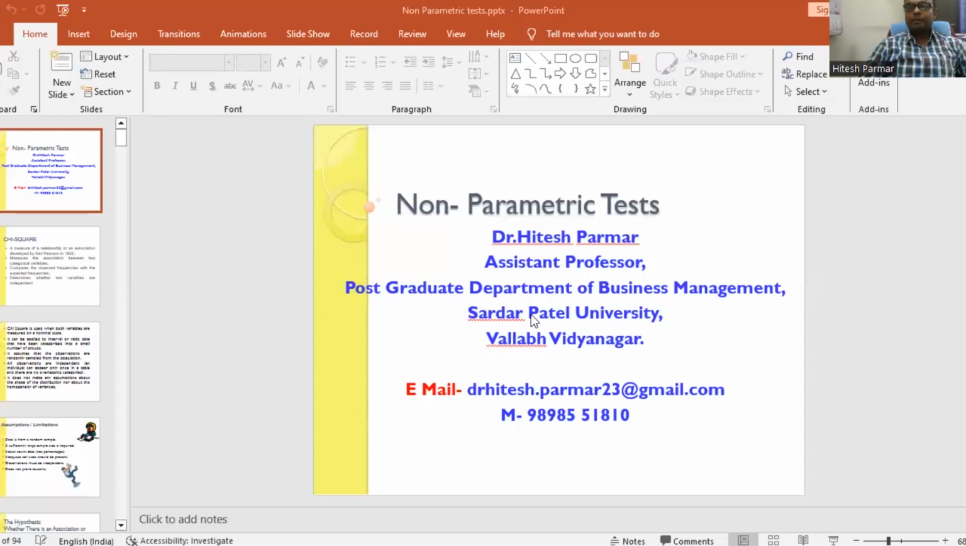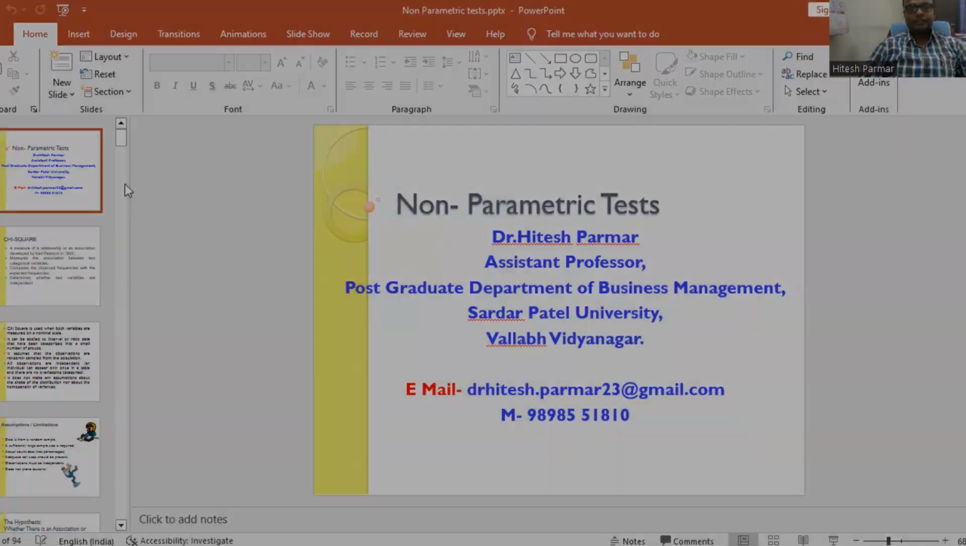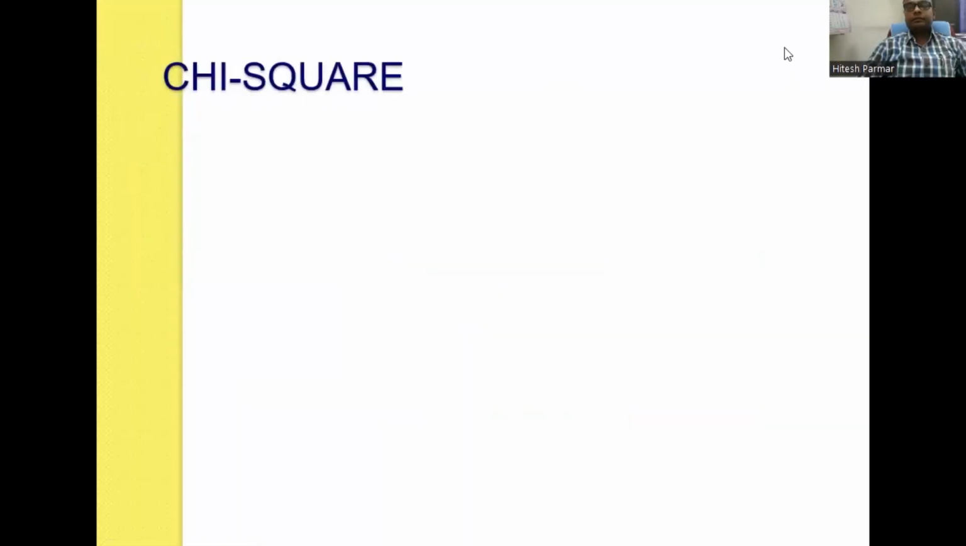So let us start with them one by one. I am sharing my screen. The most popular non-parametric test is chi-square. So let us start with the chi-square test. First of all, when can we go for a chi-square test? What will be the null and alternative hypothesis? What are the fundamentals of the chi-square test? What are the assumptions of the chi-square test? That we will discuss, and then subsequently we'll do it with SPSS also.